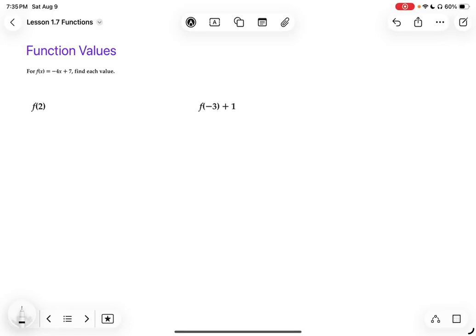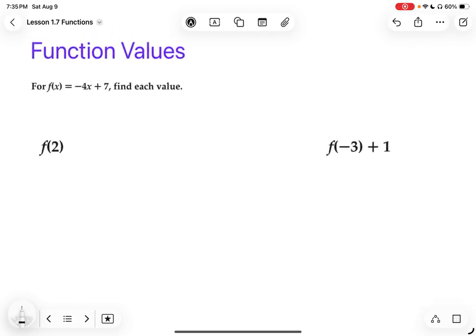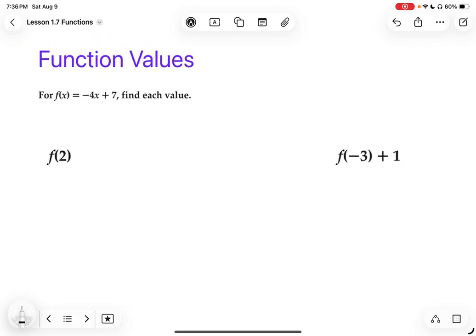Every equation that we've done so far has been written as y equals, but there is another way to write it. And this is written in what is called function notation. And the way that we read this part right here out loud is f of x. It's called function notation. And so the way that we would read this problem is we would say, for f of x equals negative 4x plus 7, find each value.